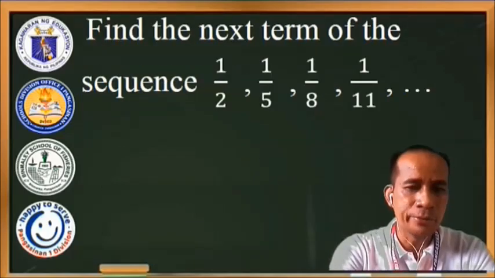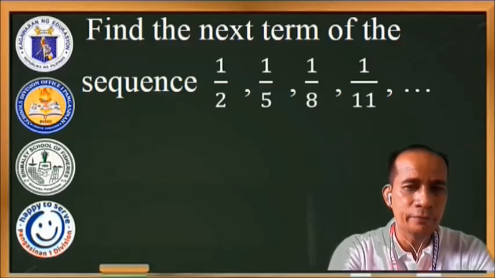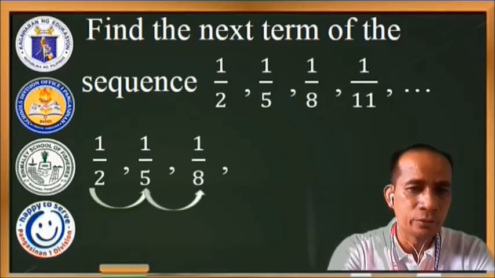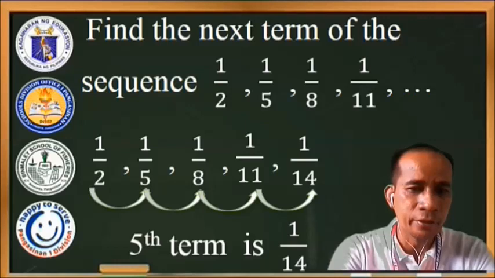Let us try another example. Find the next term of the sequence 1 half, 1 fifth, 1 over 8, 1 over 11. Get the first term and the second term of the sequence. As you observe, the numerator of the fractions is constant, which is 1, while for the denominator, we obtain 5 by adding 3 to the denominator of the preceding term. And this is the pattern to determine the next term of our sequence. So what will be the next term after 1 over 11? Adding 3 to the denominator, the fifth term is 1 over 14.